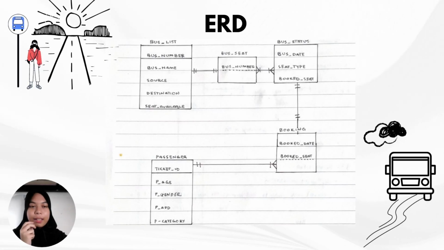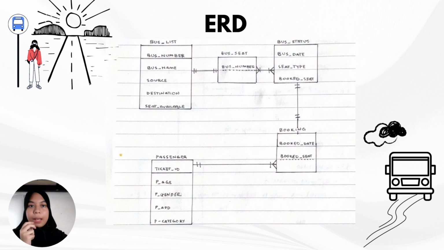From the ERD diagram, we can see that bus list and bus seat have a relationship of 1-to-1 because the bus number is a foreign key of bus seat. And then bus status and bus seat have a relationship of many-to-many because each bus has many statuses for their seats.